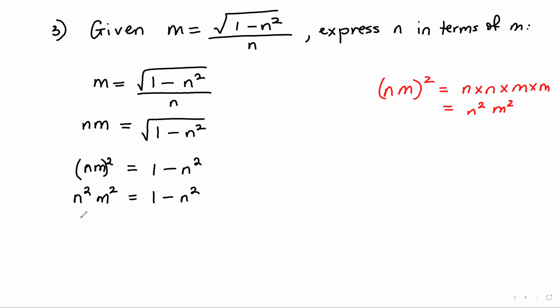But actually, what we should do at this point is get all the n's to one side of the equation. So you see how you have n squared here and n squared here? You want to get all the terms with n to the same side of the equation. So I'm going to keep n squared m squared over here. So this will be n squared m squared, and this is minus n squared. So when I move minus n squared to this side of the equation, it will be plus n squared. It's equal to 1.